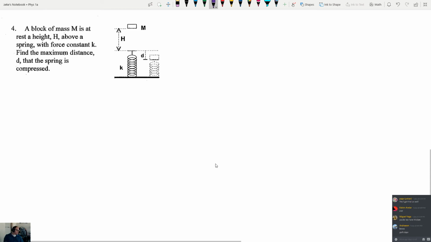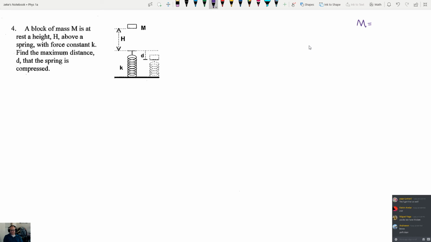Okay, so here's the next problem we want to do. A block of mass m is at rest a height h above a spring with a force constant k. We want to find the maximum distance d that the spring is compressed. Now, we can do this entirely in symbols, but whatever, we'll just do it in symbols. It'll actually take less time.